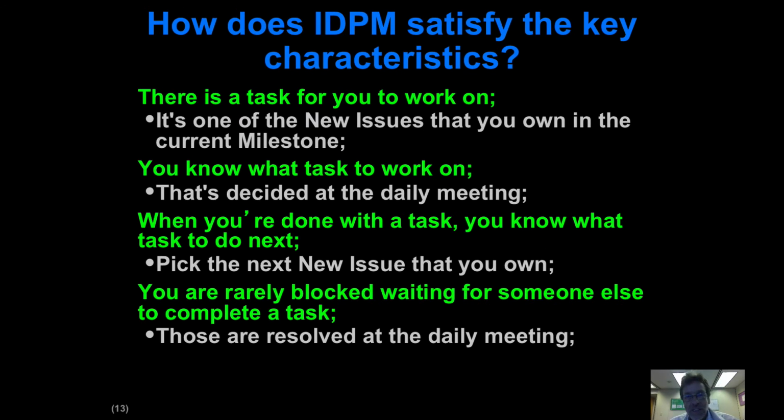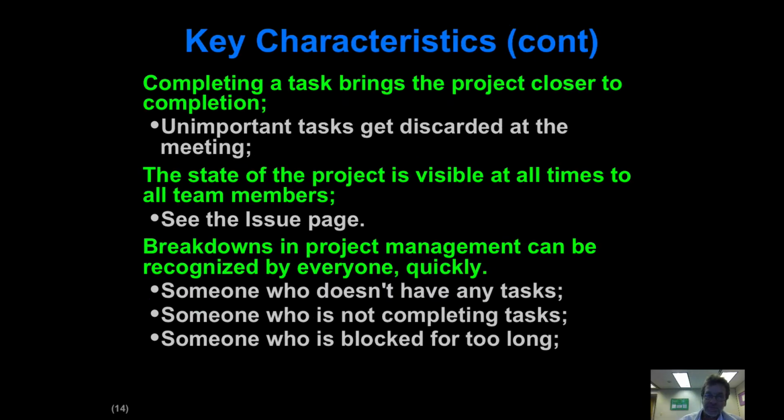So how does this satisfy the key characteristics that I've been saying a project management system should satisfy? There's always going to be a task for you to work on, and if there's not, you're going to have a meeting in a day or two where you're going to get one. You know which task to work on because that's decided at these twice a week meetings. You're always going to have a couple issues associated with you, so when you're done with your first one, there should be another one waiting for you. And you're rarely blocked, because if you are blocked, then there will be a meeting coming up in a day or two where you can discuss the fact that you're blocked and then figure out a way around it.